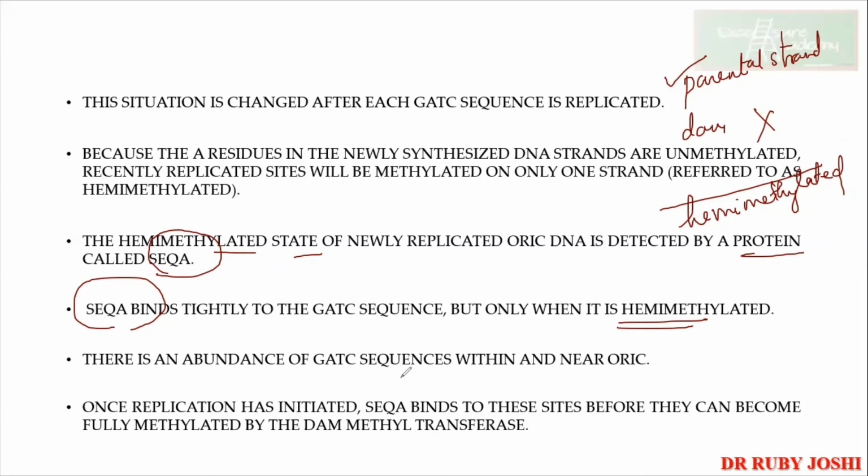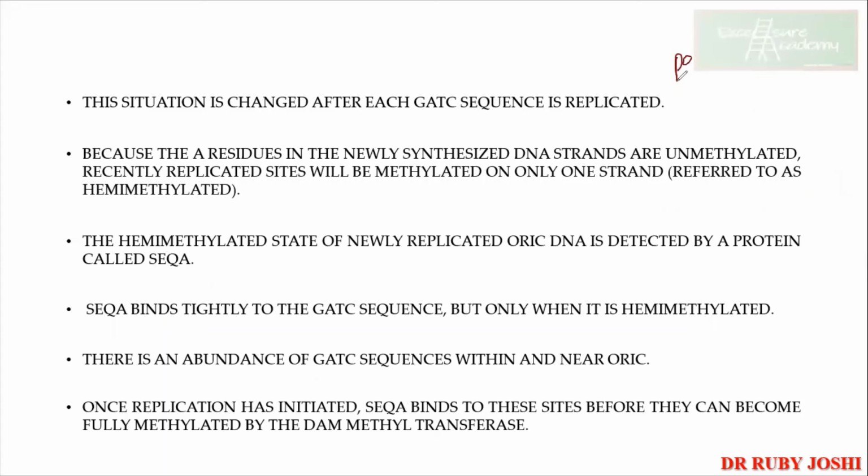And we know that near ORIC there are so many GATC sequences. So once replication has initiated, SeqA binds to these sites before they can become fully methylated by the DAM methyltransferase. Is this slide clear to you? What have we discussed? After the replication, the parental strand is methylated and the daughter strand is not. This condition is known as hemimethylated, and to this hemimethylated condition the SeqA protein comes and binds. And we know that at ORIC there are many GATC sequences.